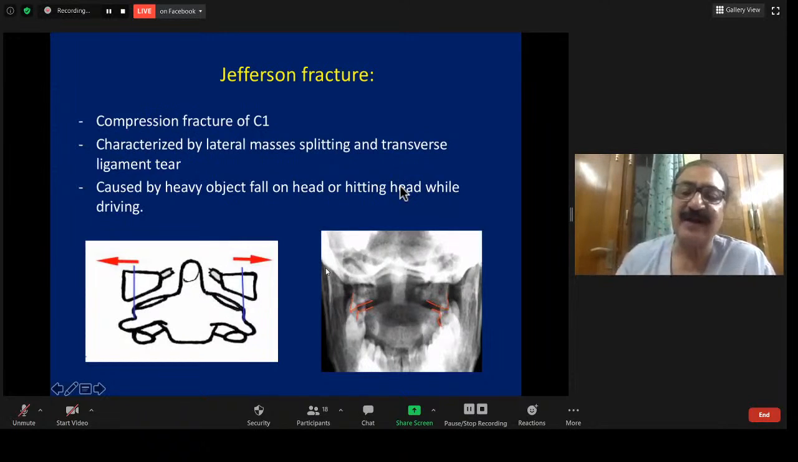Now talking of some special fractures. Now I'm talking of traumatic X-rays in the cervical spine. This is a Jefferson fracture, or the compression fracture of C1. Basically, there is a widening of the lateral masses of C1, which are more clearly seen in the open mouth view. There is a disruption, a splitting of the lateral masses of C1. It is called a Jefferson fracture. It is caused mostly by a fall of a heavy object on the head. But this is a typical finding of a Jefferson fracture.